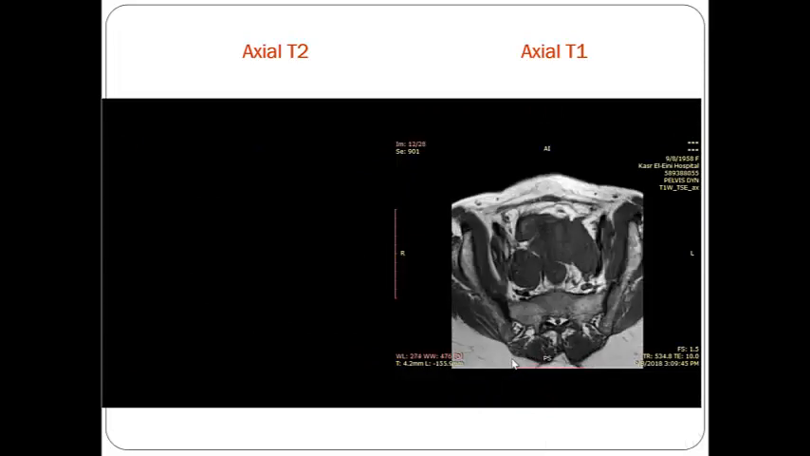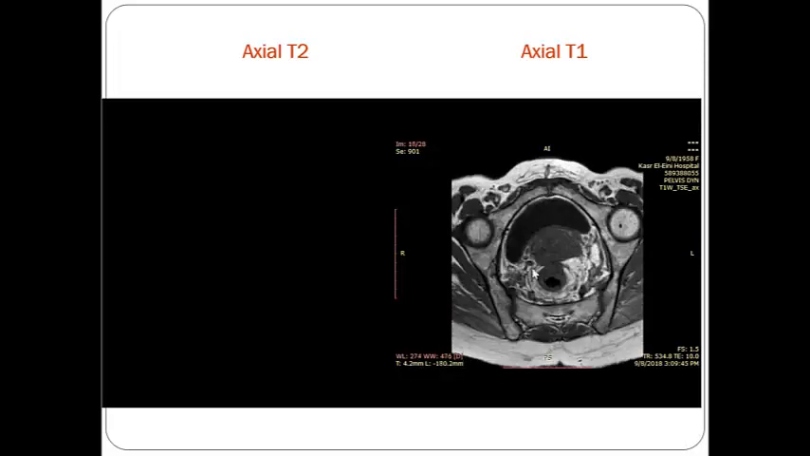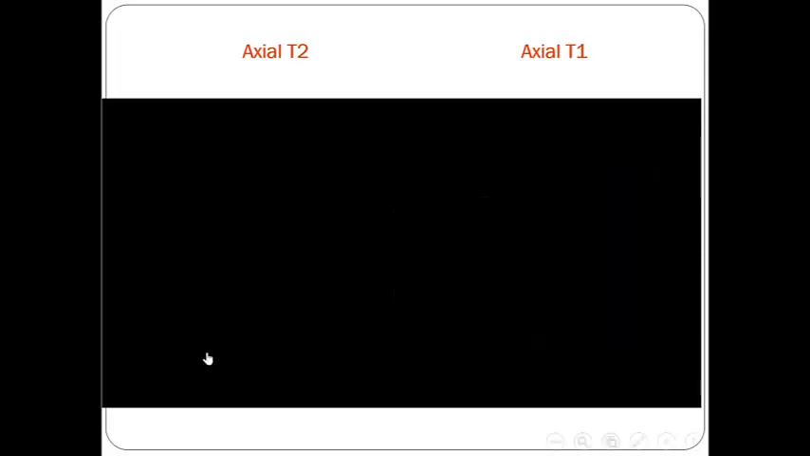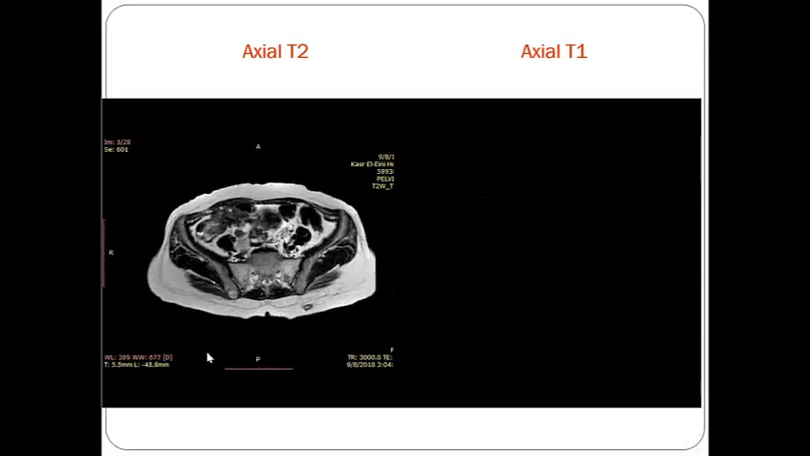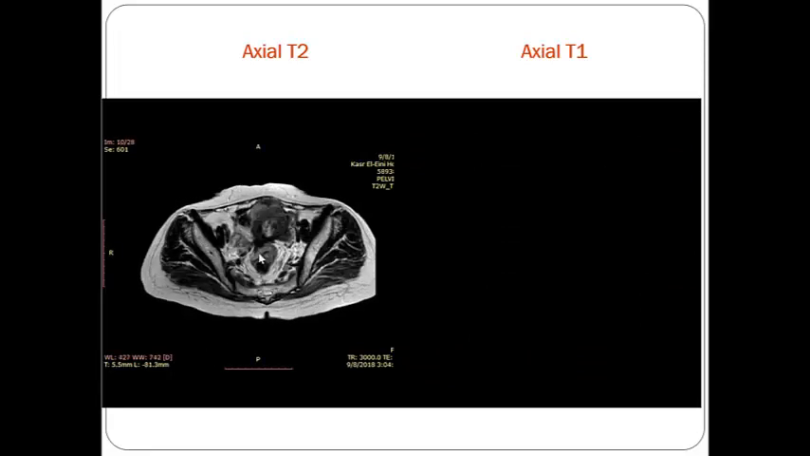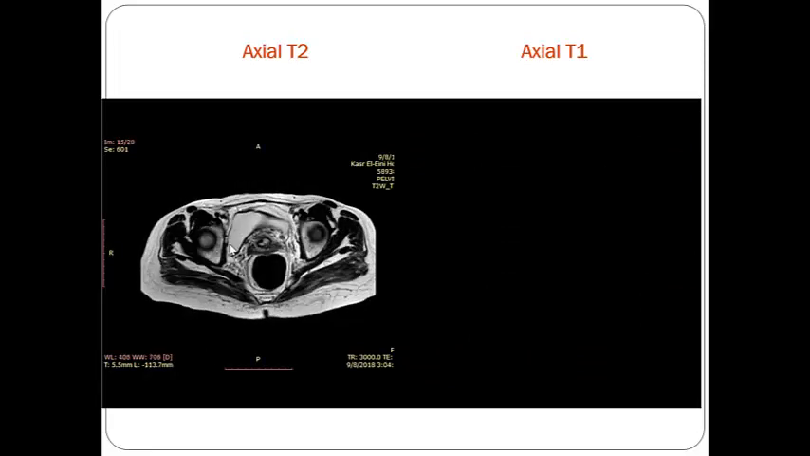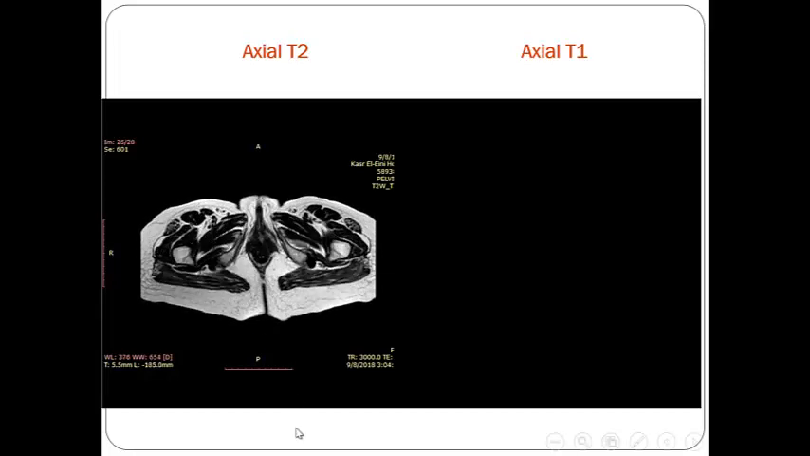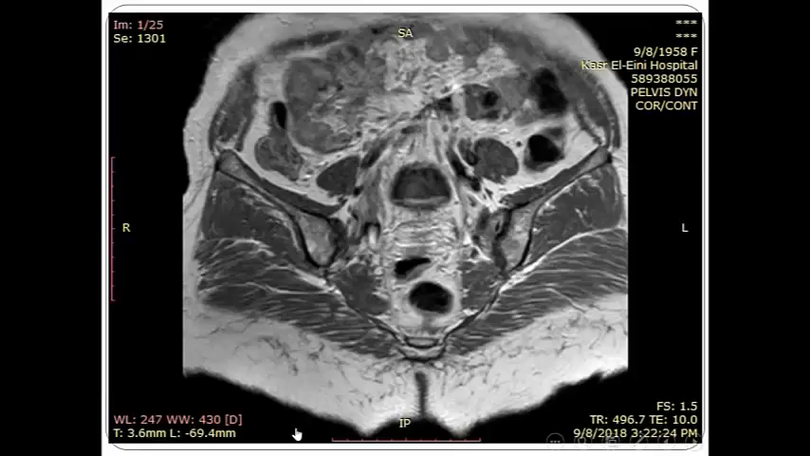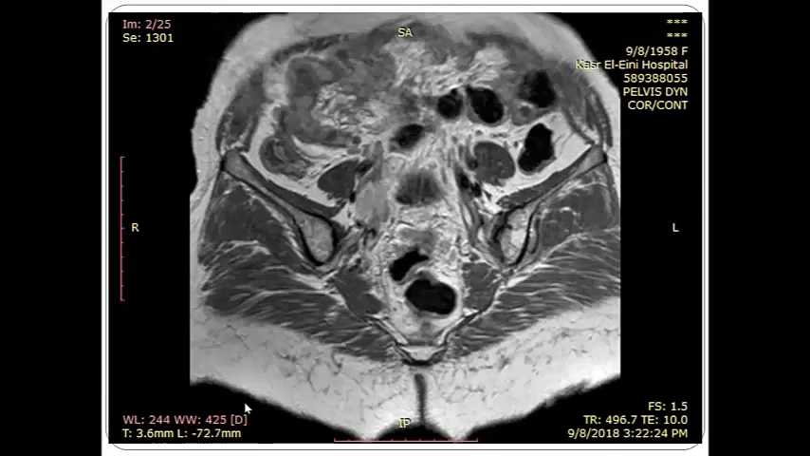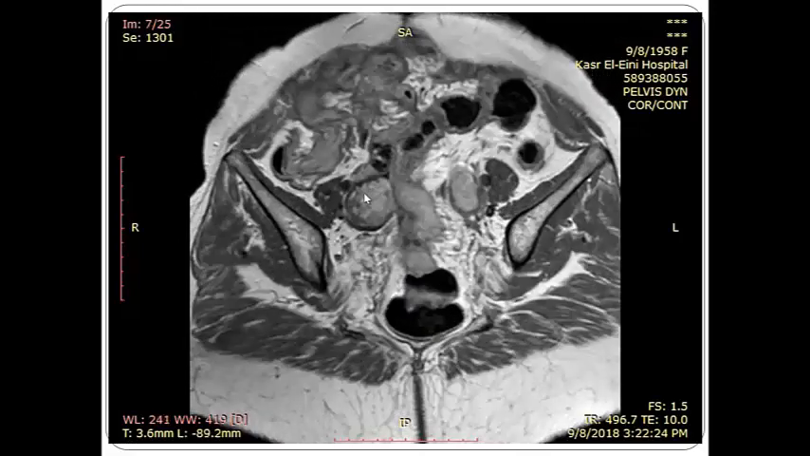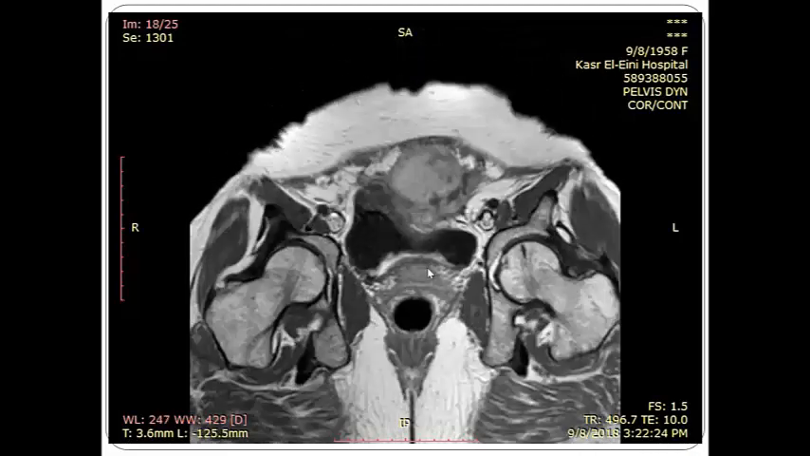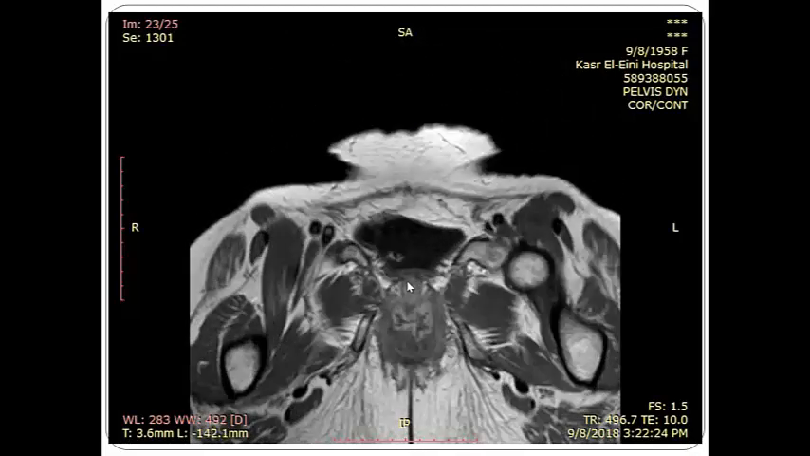T1. There are bulky ovaries as we see here. Again, along with the T2, bulky ovaries. And here is the post-contrast. These are the bulky ovaries that we see taking homogeneous enhancement. And this is the uterus. It's so heterogeneous, although the endometrium is thin.